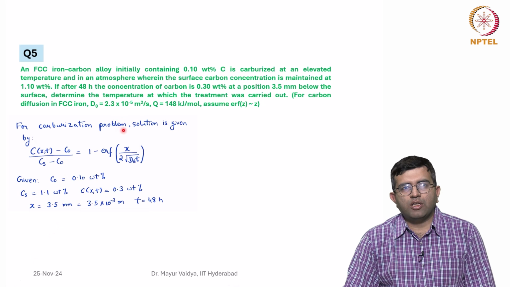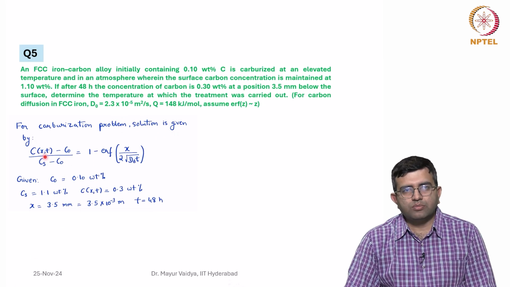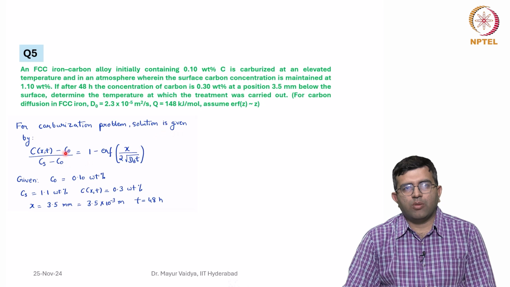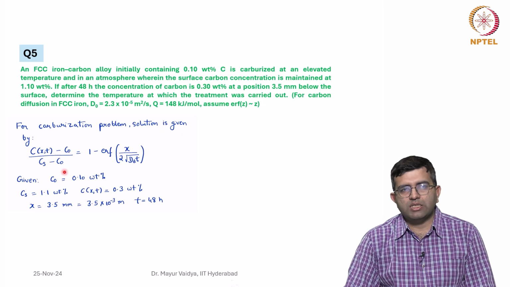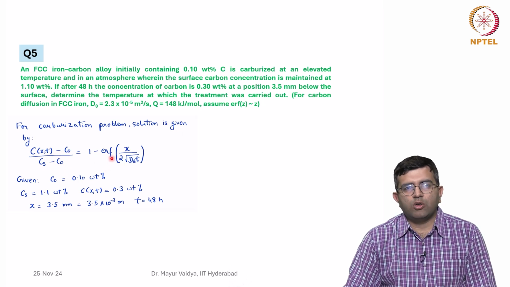So, we know that for the carburization problem, the solution is given by (C(x,t) minus C naught) divided by (Cs minus C naught) is equal to 1 minus error function of x by 2 root Dt, where C naught is equal to 0.1 weight percent and Cs is 1.1 weight percent.